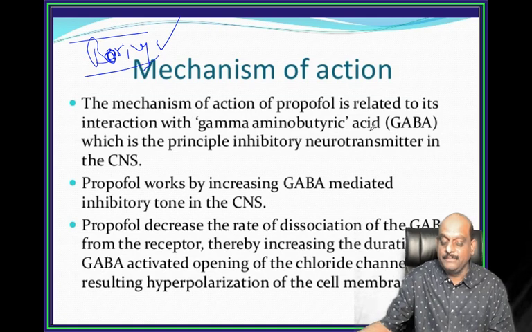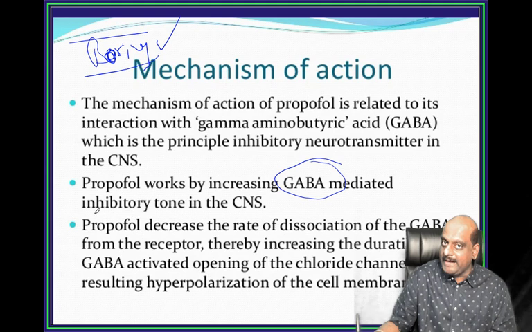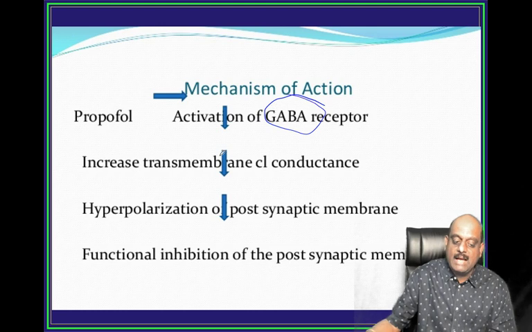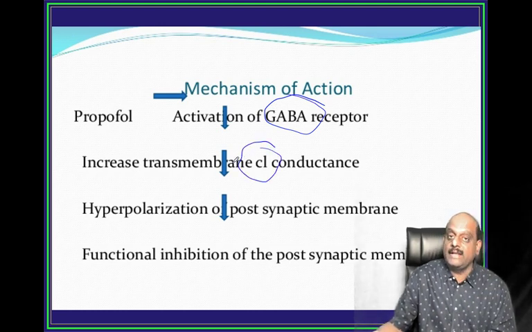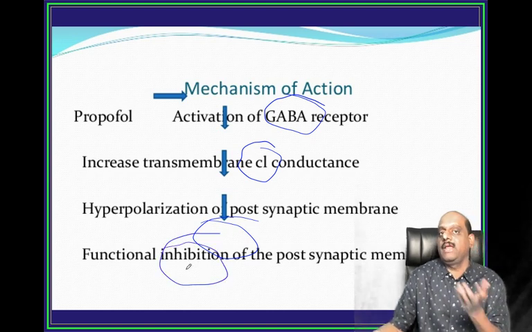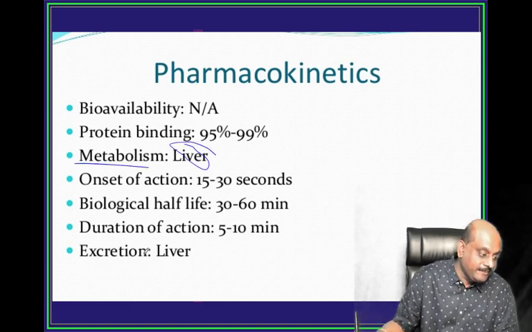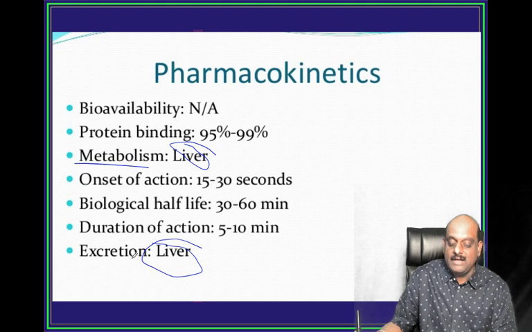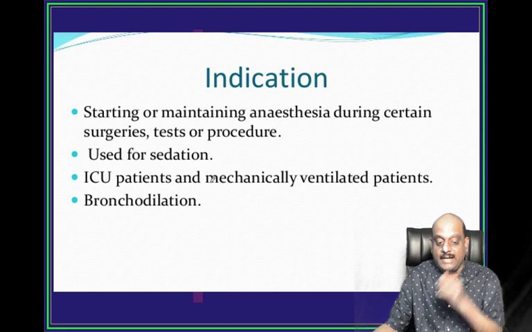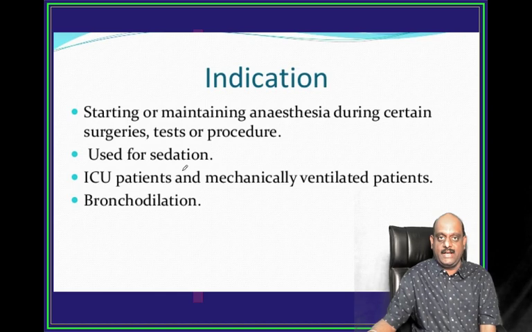Now, doctor, how does propofol act? GABA mediated inhibition of the CNS. That's what you need to remember. It activates GABA receptor. It causes increased chloride conductance. It leads to hyperpolarization of the postsynaptic membrane and inhibition of the postsynaptic membrane. It is metabolized in the liver, excreted in the liver. Duration is 5 to 10 minutes. Onset is 15 to 30 seconds. That's the reason it is used in day care surgery.